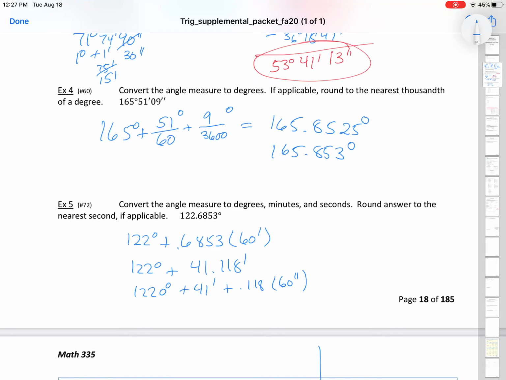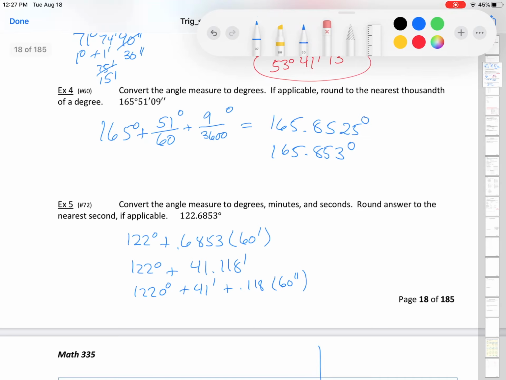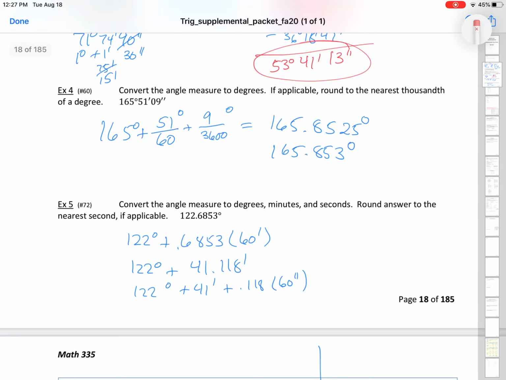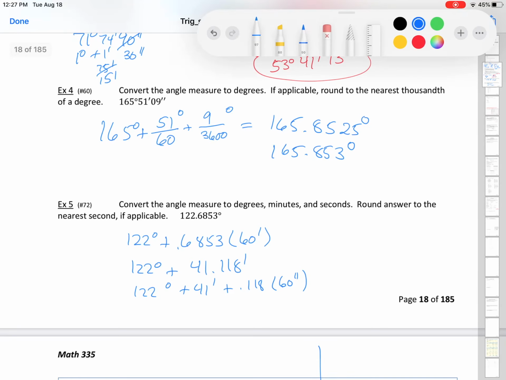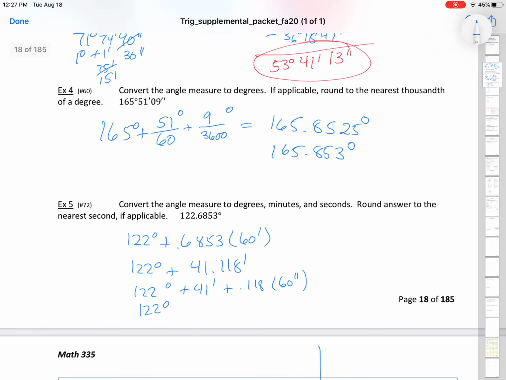It has some other applications, so it's really nice. I did something that was a little bit confusing. I have an extra 0 in there. I don't know why. I just looked back and saw that. So 122 degrees should have just gone along for the ride. Now if I look at 60 times the 0.118, I get 7.08. And so they're going to do 122 degrees, 41 minutes, and that's 7 seconds.